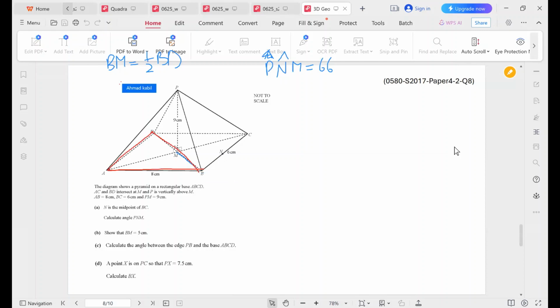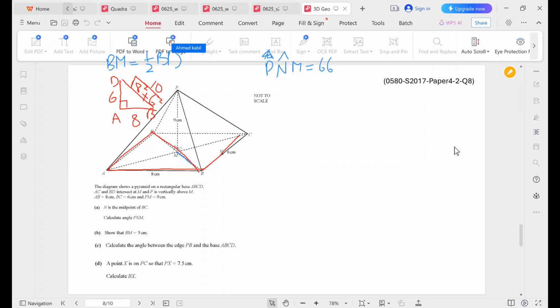So let's draw the triangle BAD. This is 90. AB is equal to 8. And it's a rectangular base, and BC is equal to 6. So since BC is equal to 6, AD is equal to 6 as well. AD is similar to BC, which is here. So now we can get BD as the Pythagorean of 8 and 6. So root of 8 squared plus 6 squared, and this is going to give us 10.